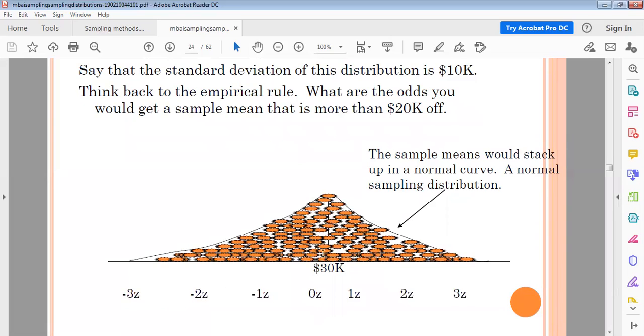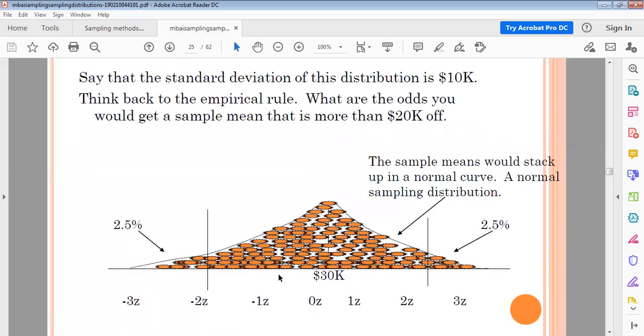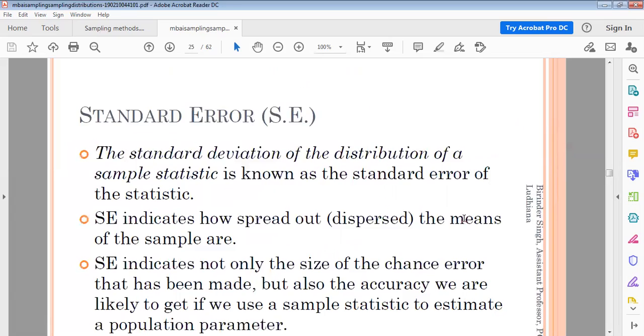This is the left tail, and this is the right tail. It starts from 0, 1, 2, 3, etc., and -1, -2, -3. So this is the right tail test, and this is the left tail test, 2.5% here and here. So this is the geometrical interpretation of a normal sampling distribution.